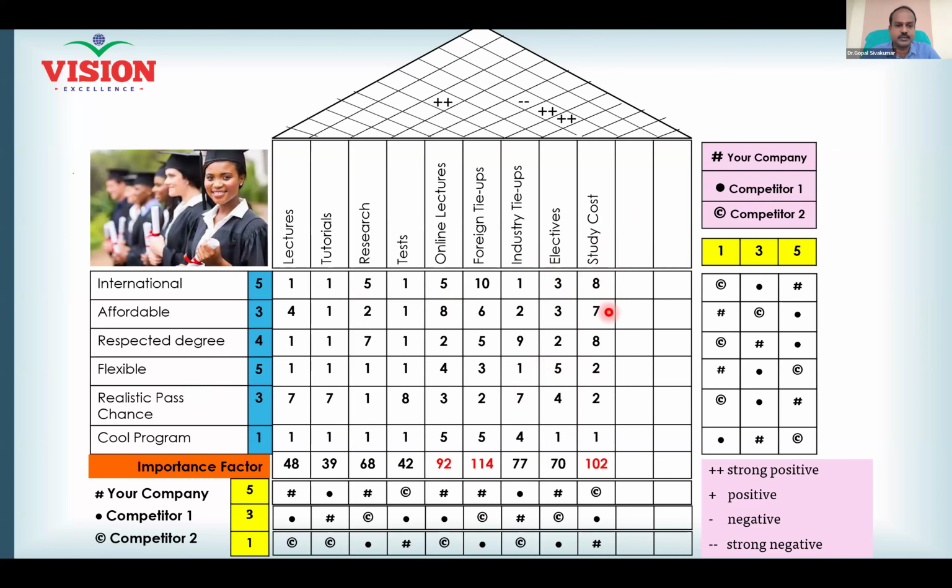Study cost has more impact on the important factors: international travel, affordability, and respect for the degree. And it is impacting many other things, because when we have industry collaboration and foreign professors teaching, automatically that will have some impact on the cost also. So likewise, we have now put the numbers. All of you, do you understand how all these numbers are getting filled up? Now you have to find out these numbers known as importance factors.